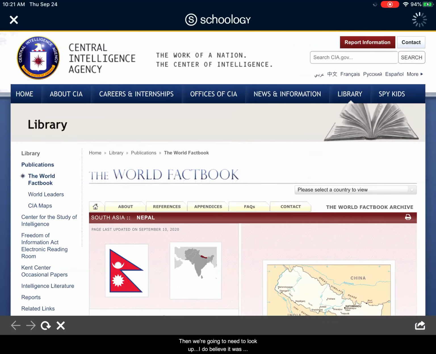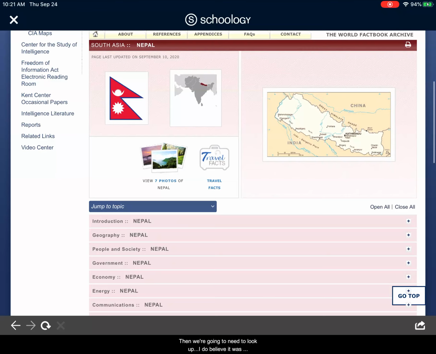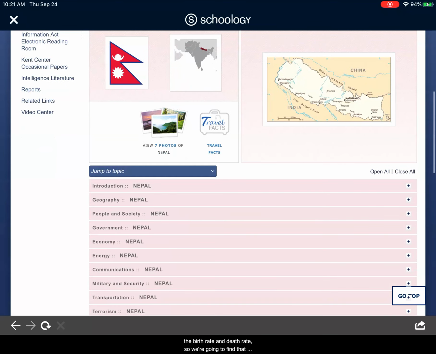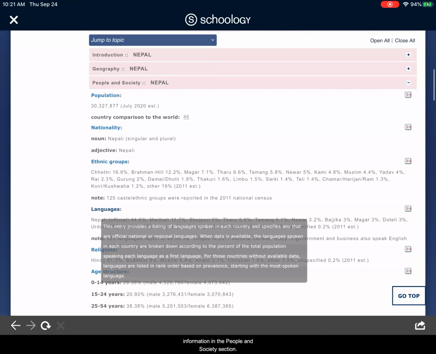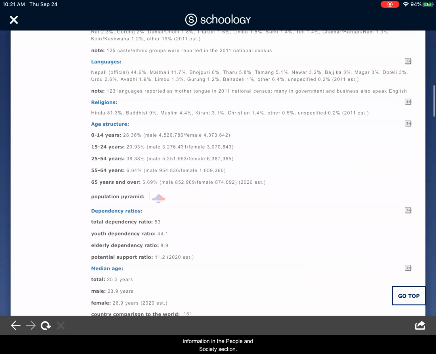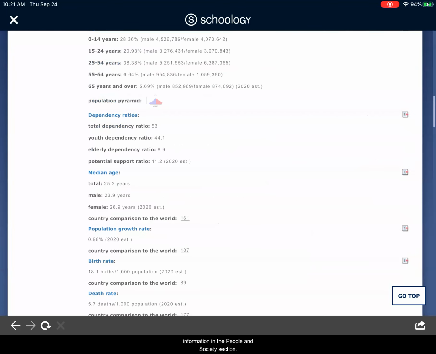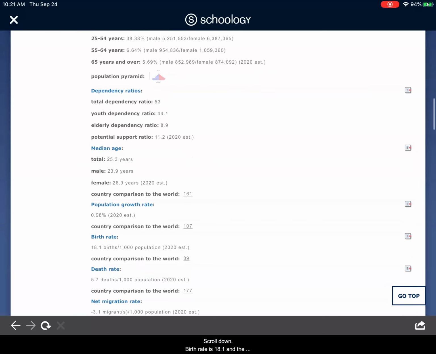And then we're going to need to look up, I believe it was the birth rate and the death rate. So we're going to find that information in the People and Society section. So scroll down. Birth rate is 18.1, and the death rate is 5.7.